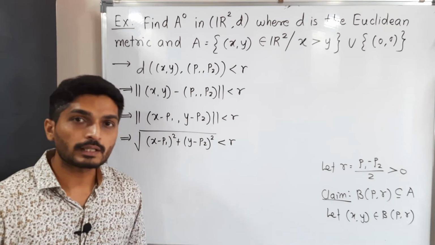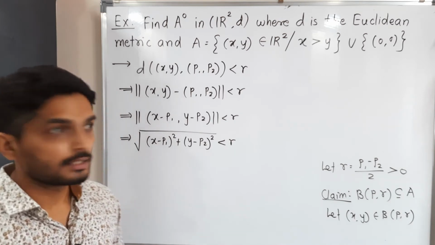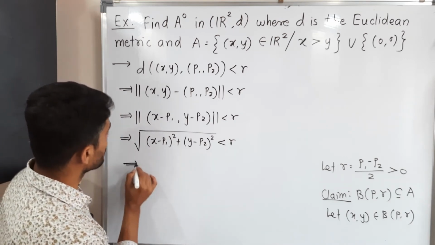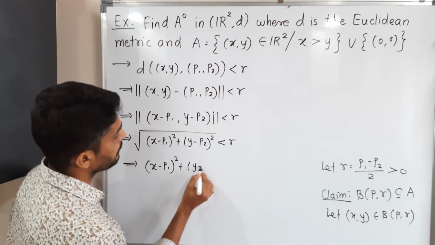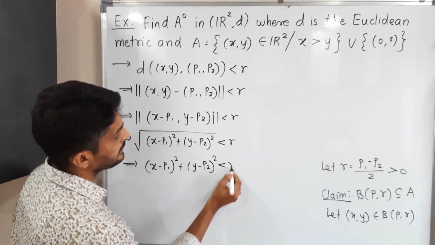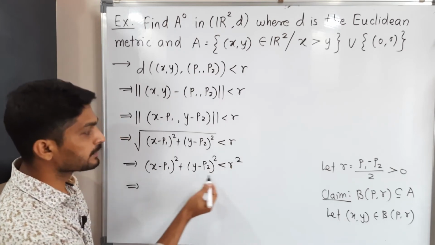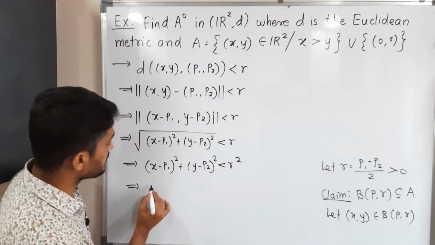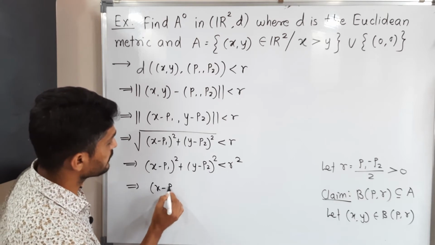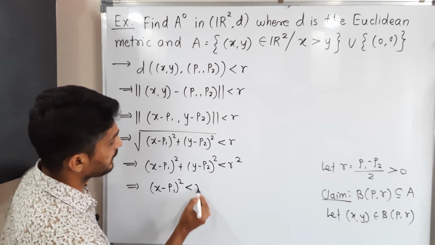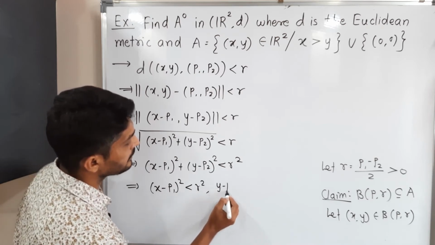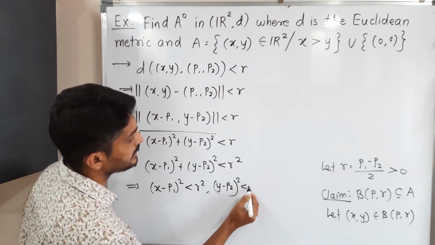Several times we have done this thing, so that's why I'm going fast. Let us take the square of both sides. So (x minus P1) square plus (y minus P2) square is less than R square. See, the sum of these two is less than R square, so each of them is less than R square. So (x minus P1) square is less than R square, and (y minus P2) square is also less than R square.